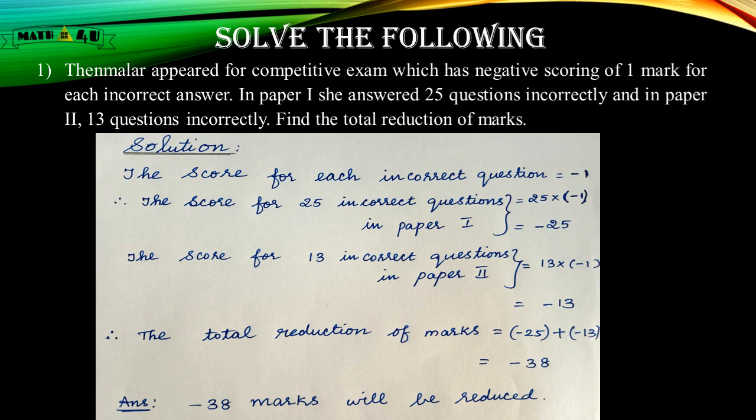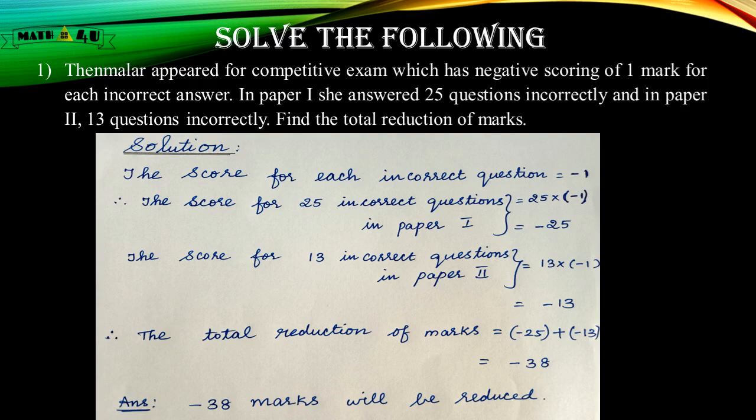Tenmalar appeared for a competitive exam which has negative scoring of 1 mark for each incorrect answer. In paper 1, she answered 25 questions incorrectly, and in paper 2, 13 questions incorrectly. Find the total reduction of marks. Here it is given that the score for each incorrect question is equal to -1. Therefore, for 25 incorrect questions, it will be 25 times -1, that is equal to -25. Score for 13 incorrect questions is 13 times -1, which is equal to -13.